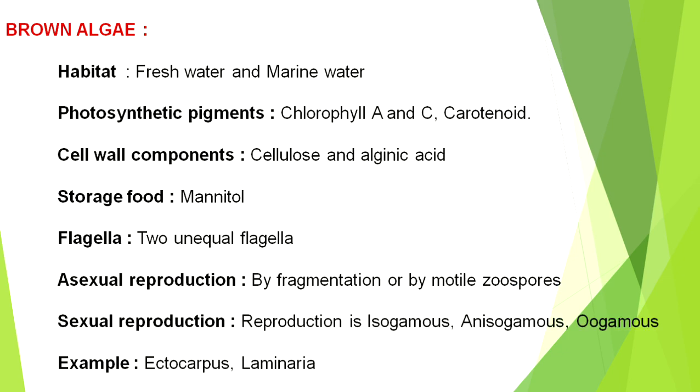Third one, brown algae. Habitat: freshwater and marine water. Photosynthetic pigments: chlorophyll A and chlorophyll C and carotenoids. Cell wall components: cellulose and alginic acid. Storage food: mannitol. Flagella: 2 unequal flagella are present. Asexual reproduction by fragmentation or by motile zoospores. Sexual reproduction is isogamous, anisogamous and oogamous. Examples: Ectocarpus and Laminaria.